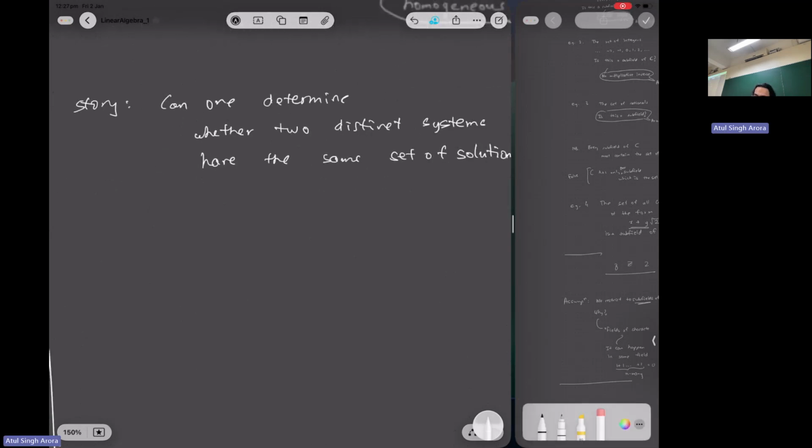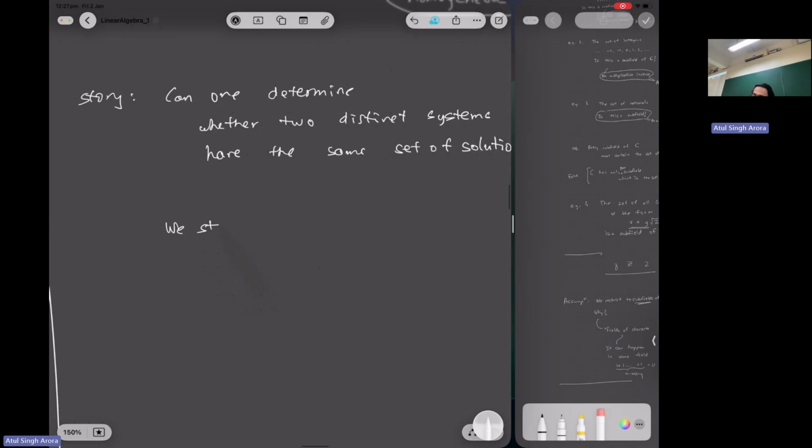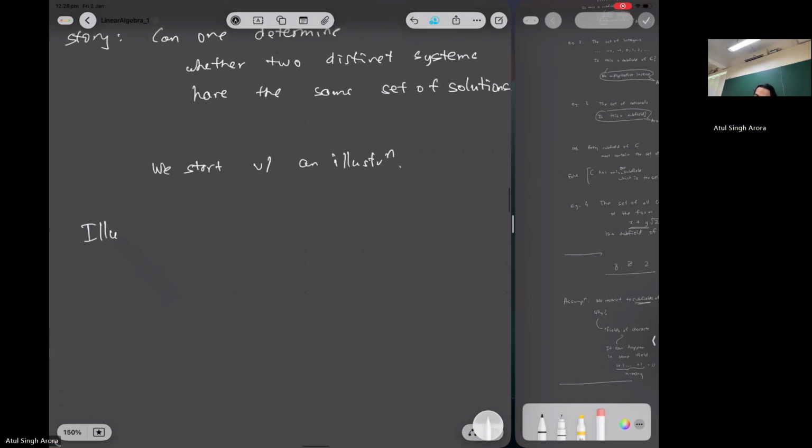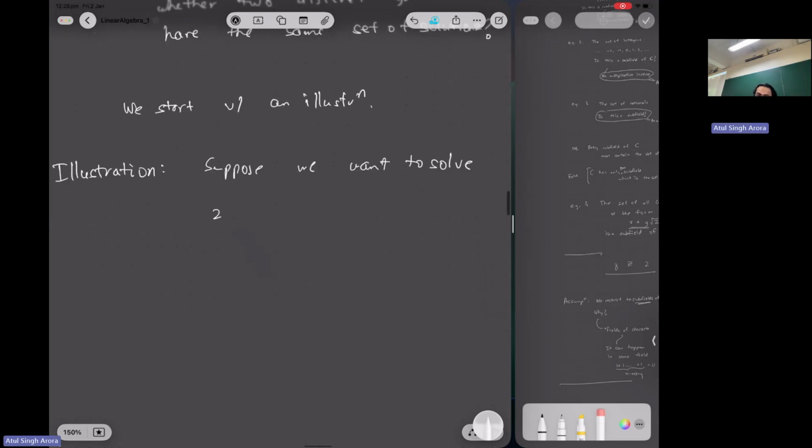All right, so what we'll do is we start with an illustration. What is the illustration? Suppose we want to solve the following. So we have 2x1 minus x2 plus x3 equals 0.